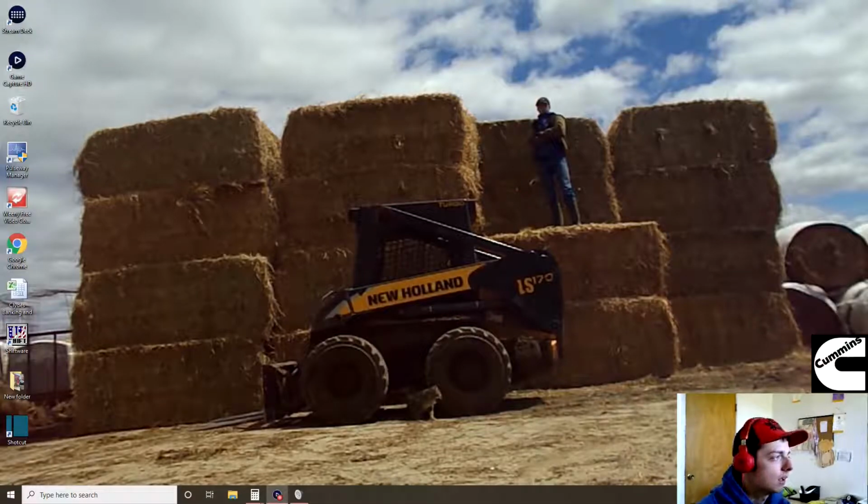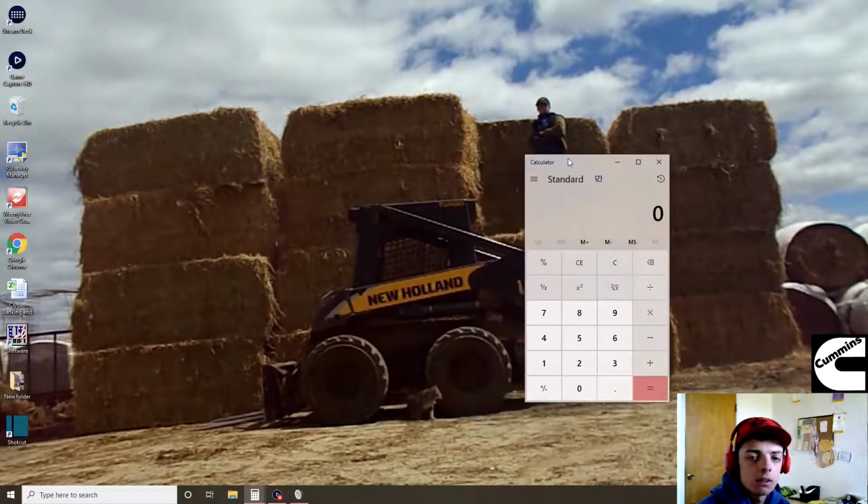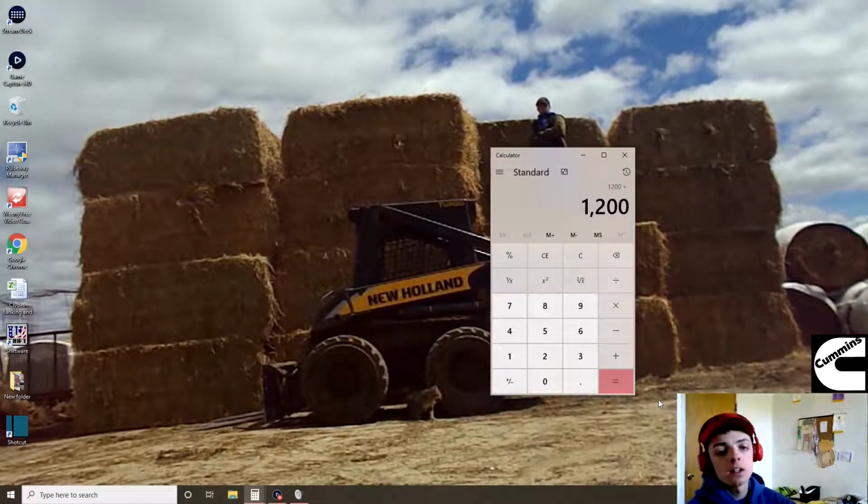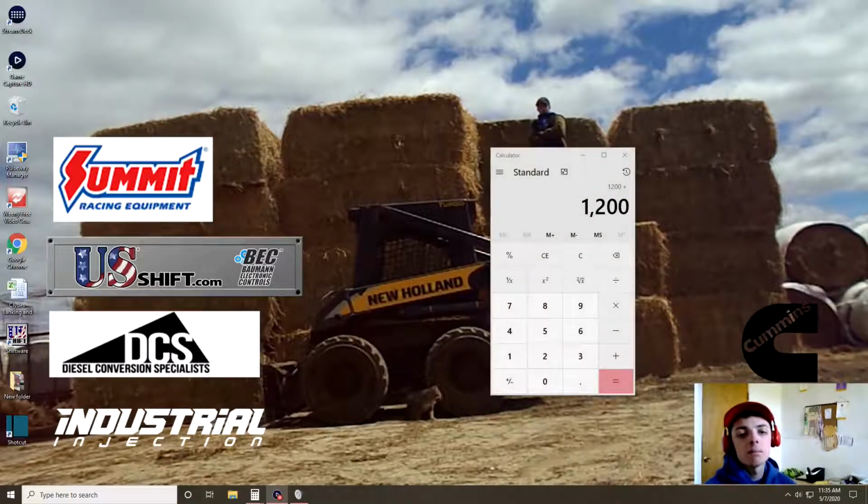I'm gonna put that on my calculator here. We're gonna slide it right over. That was $1,200. Pretty reasonable, considering most Cummins go for $3,000 to $5,000. So I got a steal on there. But I was shopping for a while and doing all of my planning and blueprint ahead of time. So now we are going to move on to what brands I bought my parts from.